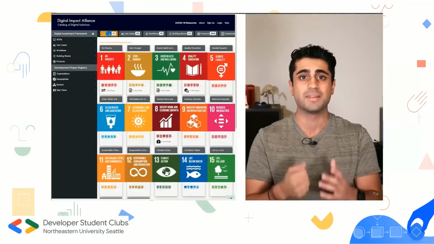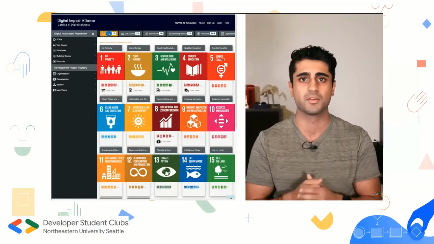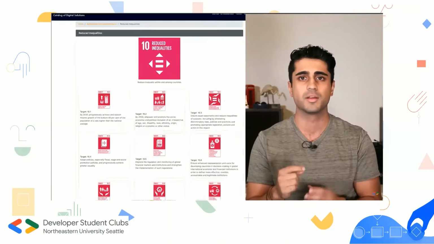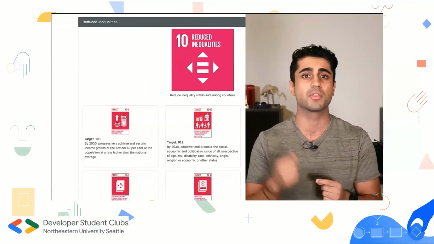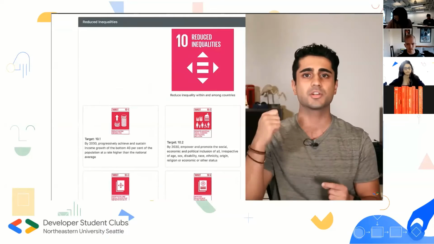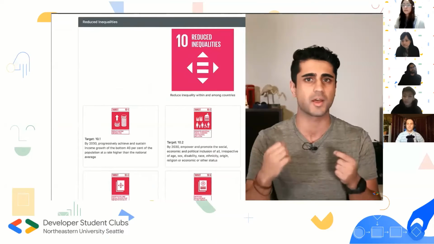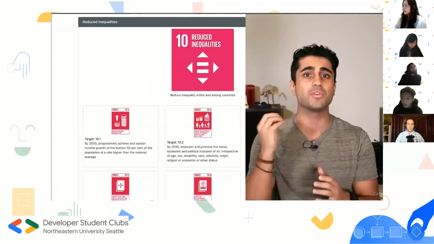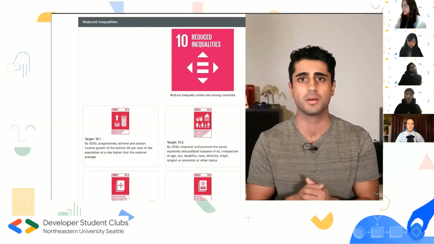Now, let's take a look at Goal 10, Reduced Inequalities. Target 1, achieve and sustain income growth for the bottom 40% of the population at a rate higher than the national average. What a well-defined target. Okay, so now you can start brainstorming again on how you can achieve progress through technology here.